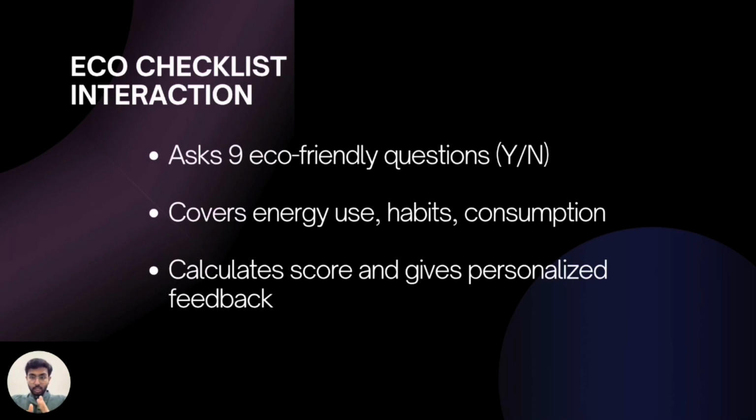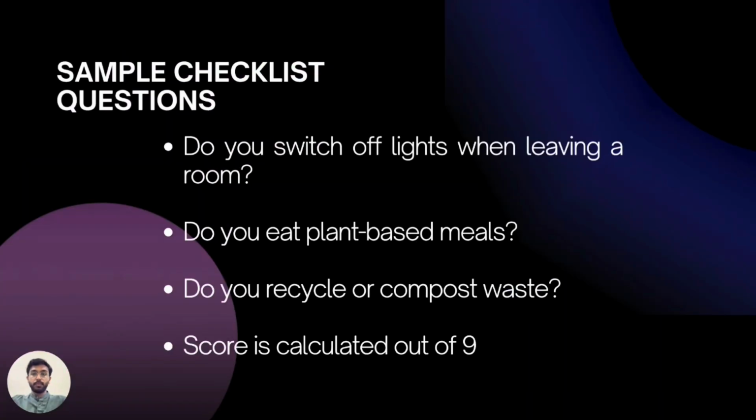The checklist is one of the main interactive parts of this Module 3. It asks users 9 yes or no questions that cover daily habits such as energy use, food choices, and waste behavior. This helps them reflect on their lifestyle and see where they stand.